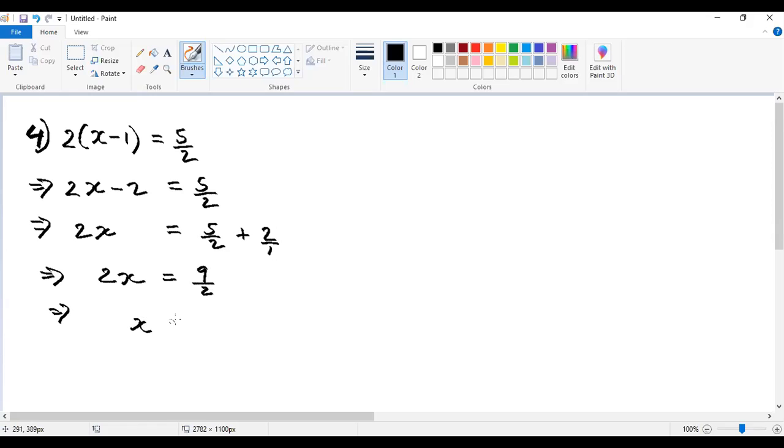Then you have 2x, so you divide both sides by 2. This is essentially multiplying both sides by a half, which gives you 9/4. And this gives you 2.25. All right. So that's for that. Multiple ways can work this. So many ways to go about it.